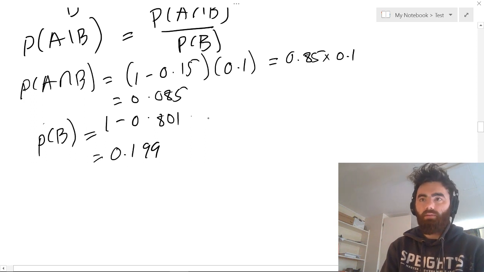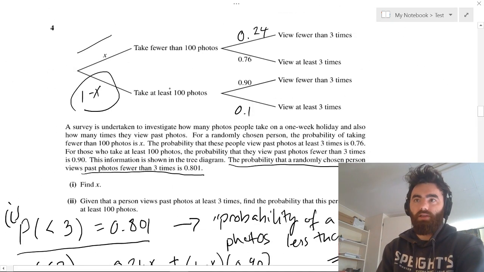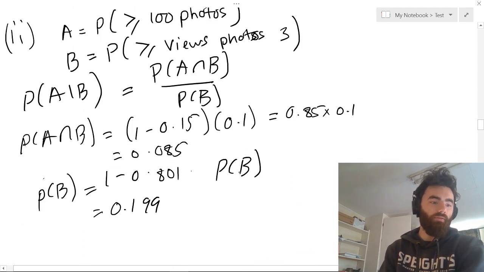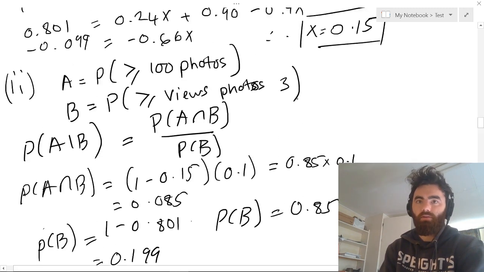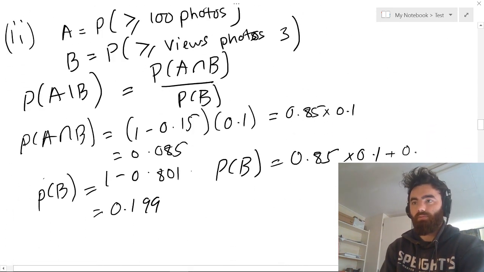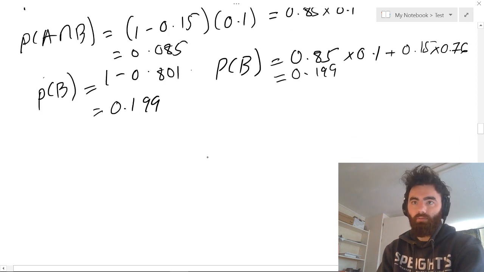0.199. I mean, you could do it like this, or say I'm taking way too long on this question. You could say it's just 0.85 times 0.1, at least photos, and then 0.15 times 0.76 plus 0.15 times 0.76, and that should equal 0.199 as well. Look, whatever way you want to do it is fine.